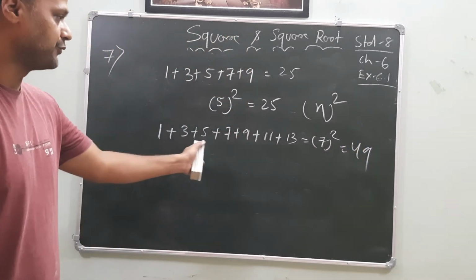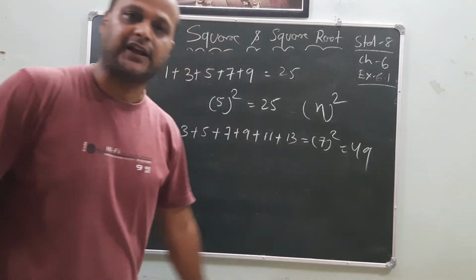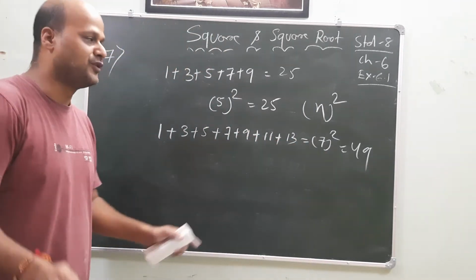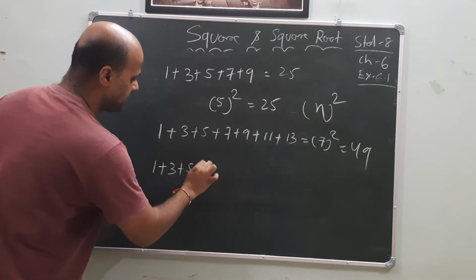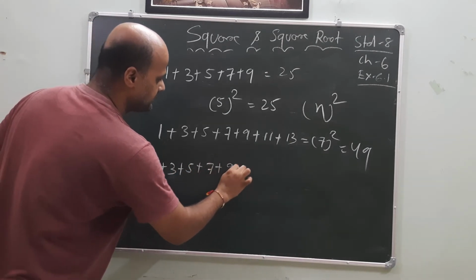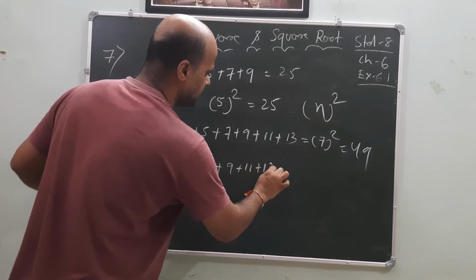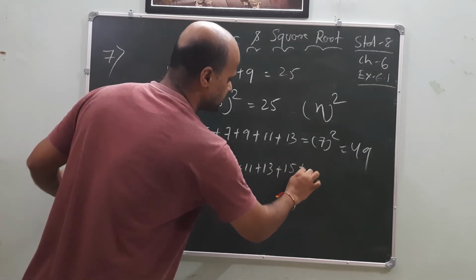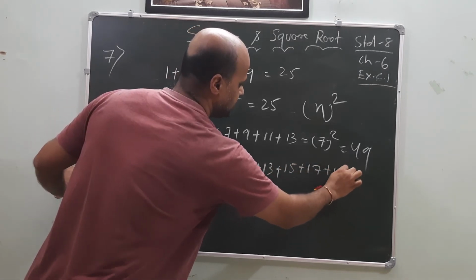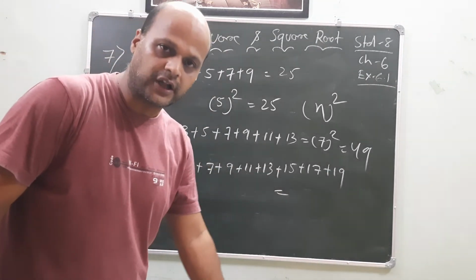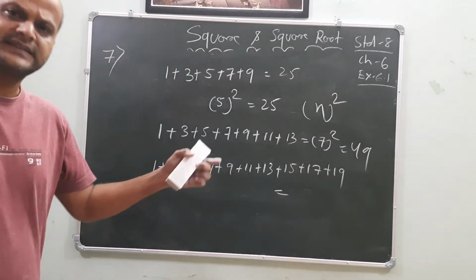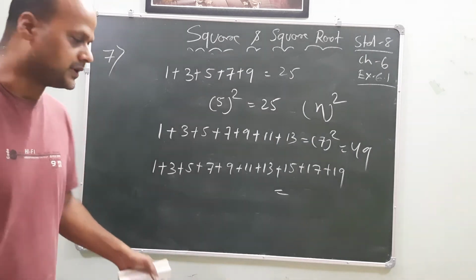Okay, count it. You can find out the value is coming as 49. This is the formula. Next, any number? 3 plus 5 plus 7 plus 9 plus 11 plus 13 plus 15 plus 17 plus 19. These all are odd numbers. Then what is the sum of these all odd numbers? Same formula. Count the number.